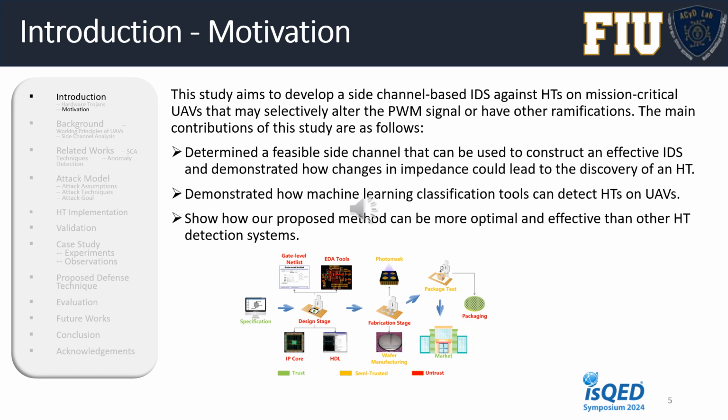The main contributions of this study are as follows. We determined a feasible side channel that can be used to construct an effective IDS, and we demonstrated how changes in the impedance levels could lead to the discovery of a hardware Trojan. We also demonstrated how machine learning classification tools can detect hardware Trojans on UAVs, and we showed how our proposed method can be more optimal and effective than other hardware Trojan detection systems that are currently out.